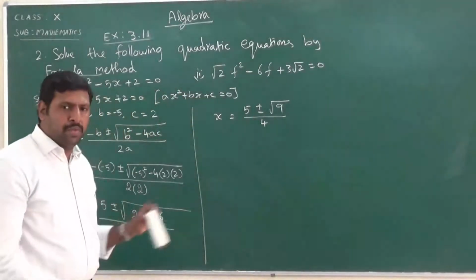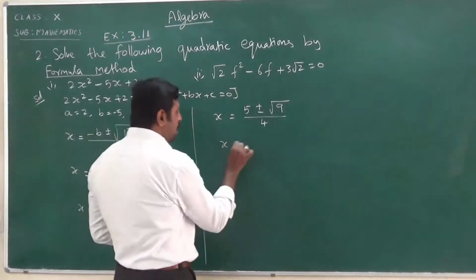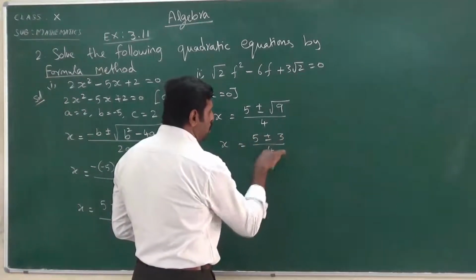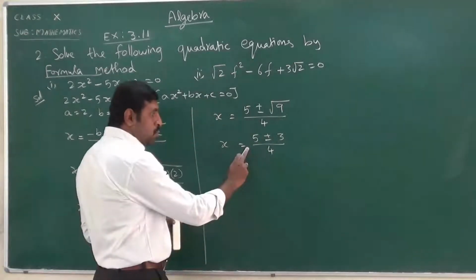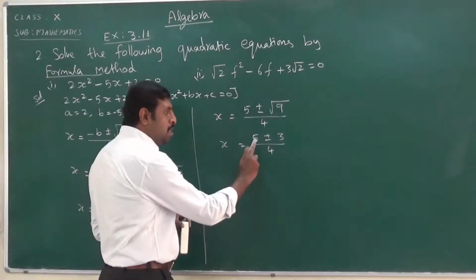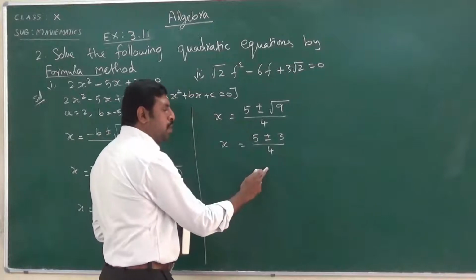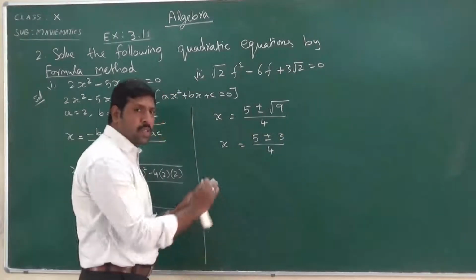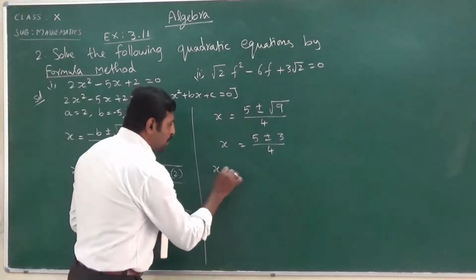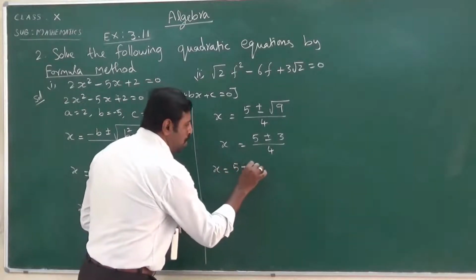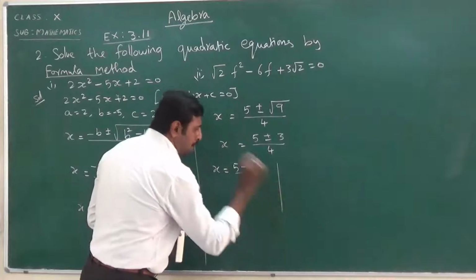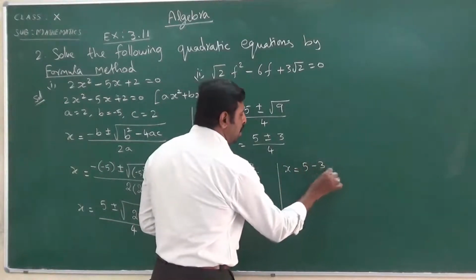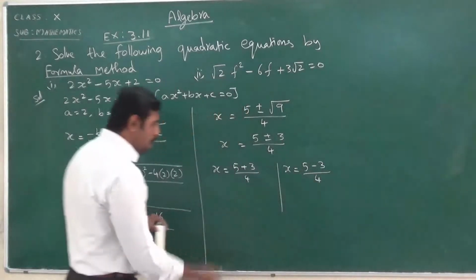Root 9 is a perfect square number, so we get 3. 5 plus or minus 3 divided by 4. So we get two values. One is 5 plus 3 divided by 4. Another one is 5 minus 3. So here we have plus or minus, so I split the terms into 2. So x is equal to, one of the terms is 5 plus 3 divided by 4, and then another term is x is equal to 5 minus 3 divided by 4.